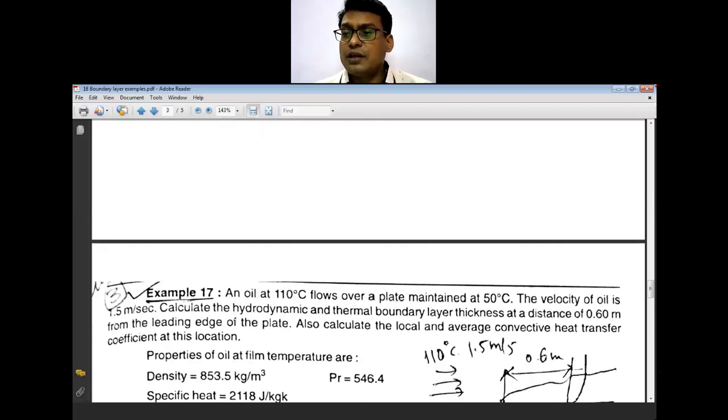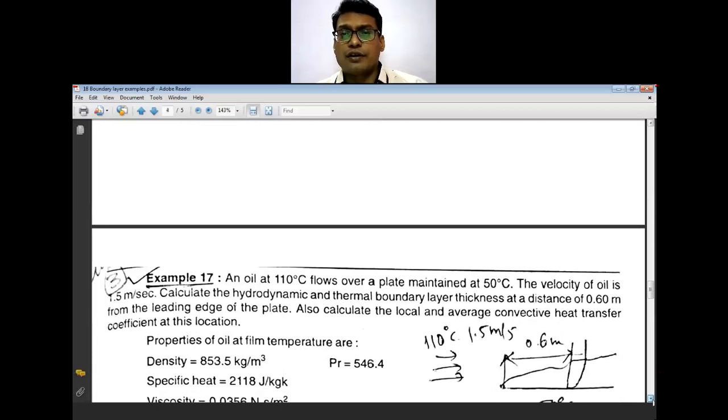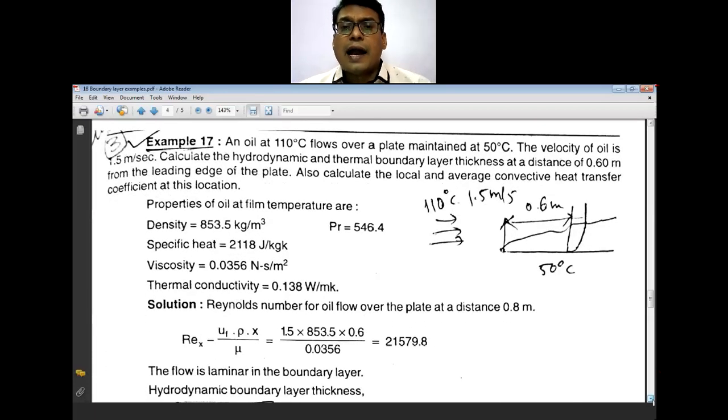The next example is related to the boundary layer. An oil at 110 degrees Celsius flows over a plate. The plate is maintained at 50 degrees Celsius, and the velocity of the oil is 1.5 meters per second. Calculate the hydrodynamic and the thermal boundary layer thickness at a distance of 0.6 meter.